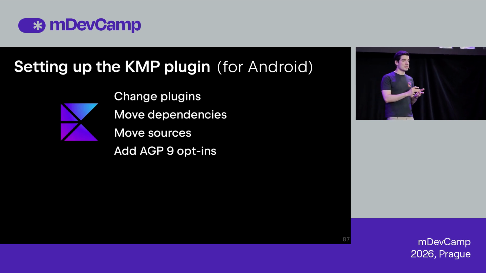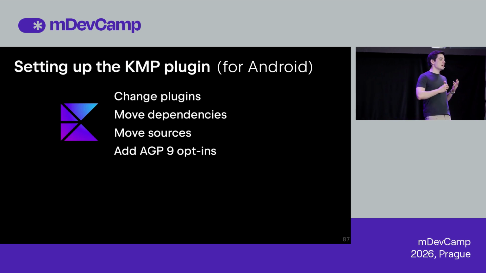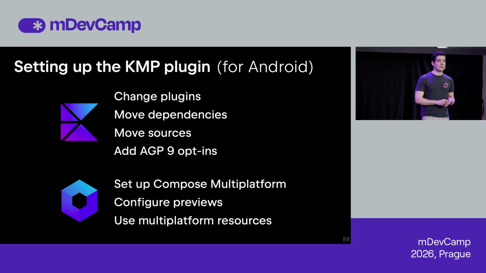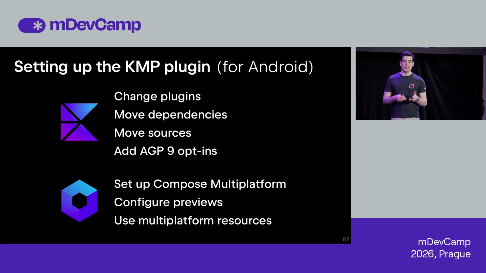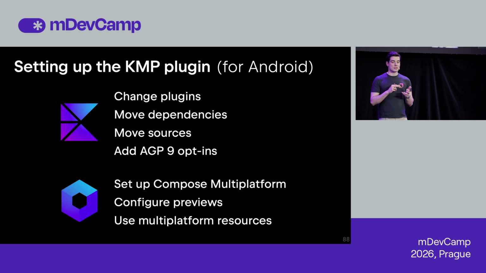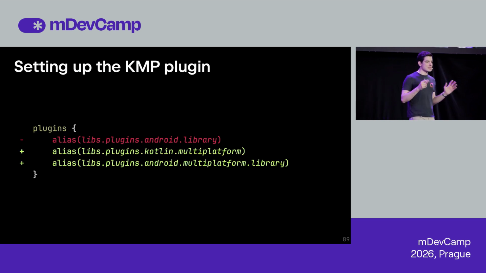We'll need to move our dependencies and our sources around a bit. And finally, we'll have to opt in some things that are required by AGP 9. And then if you also want to do UI sharing, you'll, of course, have to enable Compose Multiplatform. You'll have to make sure that your previews continue working by updating some of the config. And finally, we'll use multi-platform resources. So let's do that step by step.